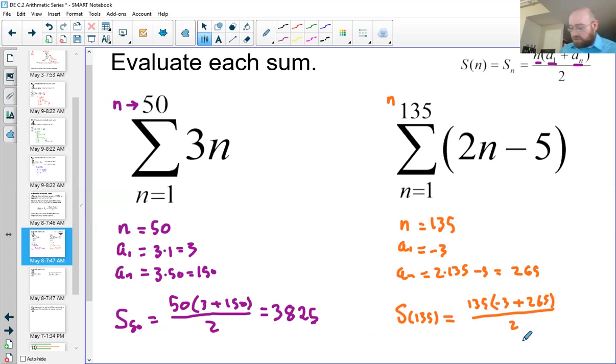And so once more, I'm going to put this into my calculator. 135, parentheses, -3 plus 265, close parentheses, and then divide that all by 2. And that gives me the number, it's a large one, 17,685. So the beauty of this formula is we wouldn't want to make a table of 50 terms or 135 terms. And yet, in about the same amount of time as we did the previous examples in the last video, we were able to calculate these very large sums using this formula.